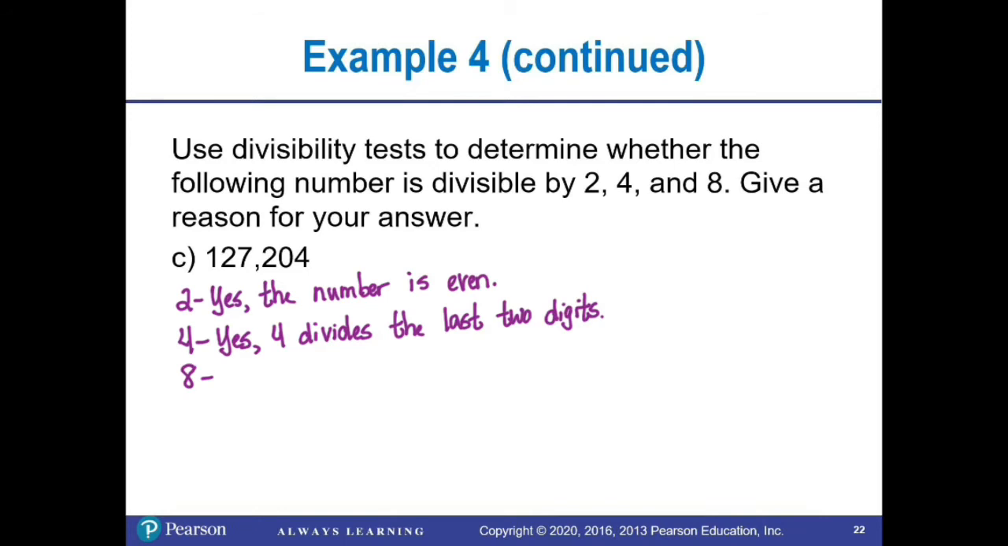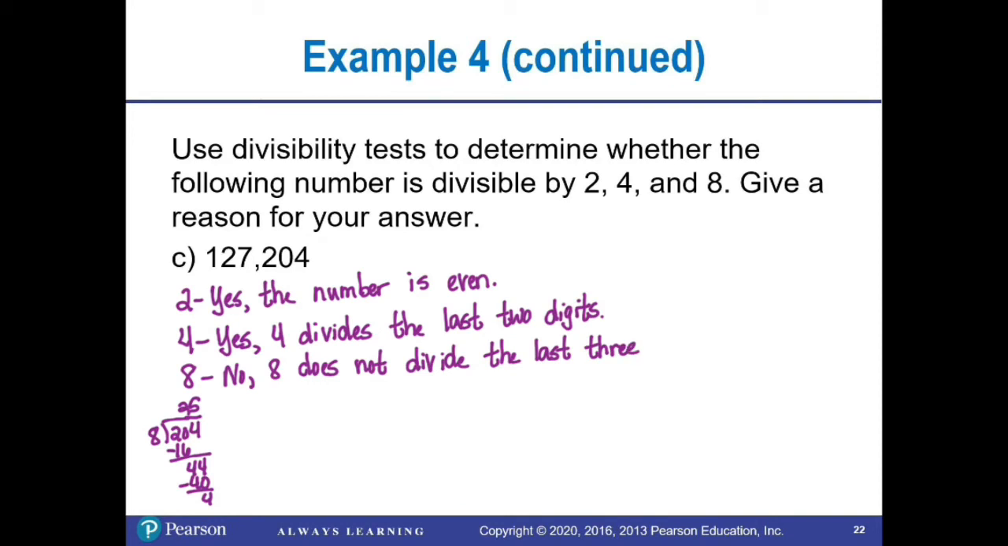For 8, we check the last 3 digits, so we check 204. I'm going to come down below and divide 8 into 204. Now notice there's a remainder. So my answer here is no, because 8 does not divide the last 3 digits.